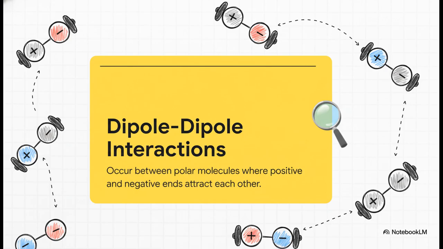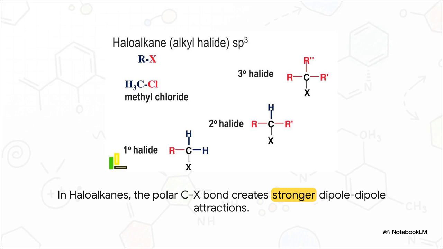Okay, moving up the ladder, we get to dipole-dipole interactions. Now, unlike those temporary forces we just talked about, these happen in what we call polar molecules. These molecules have a permanent positive end and a permanent negative end. You can pretty much think of them as tiny little bar magnets. Haloalkanes are a fantastic example of this.